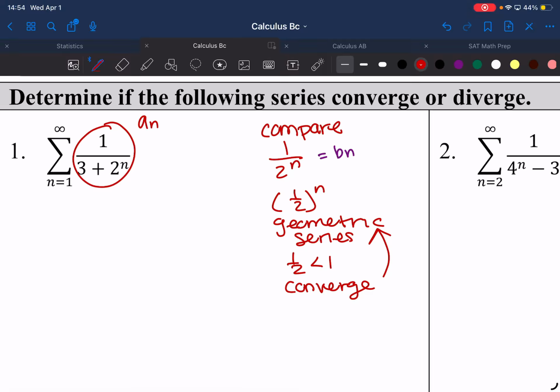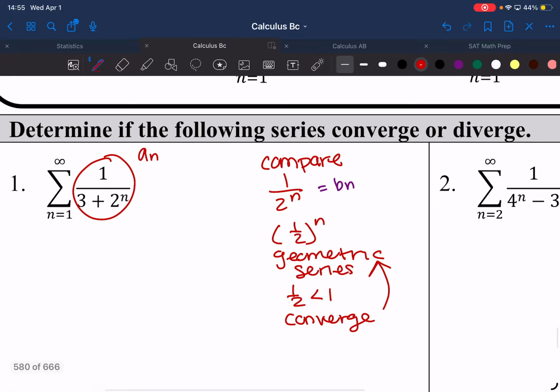The next step we have to do is look at a sub n and b sub n, and you have to be able to tell me which one is smaller. Looking at those two fractions, would a sub n be smaller or b sub n? A sub n. Why a sub n? Because it has a higher denominator. Good. Remember, if we have a larger denominator, that means the fraction is smaller. So that means a sub n is smaller than b sub n.